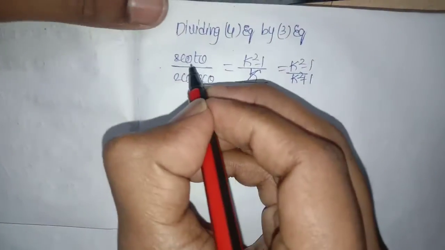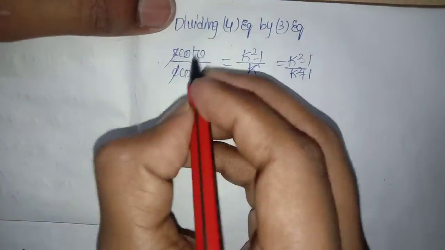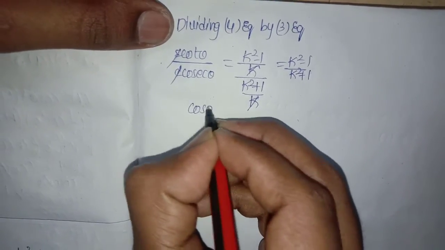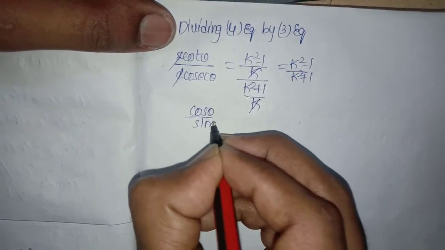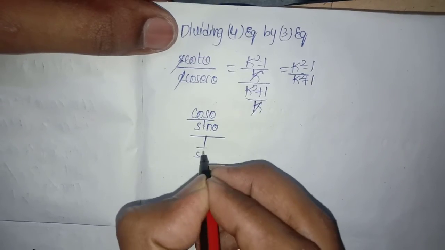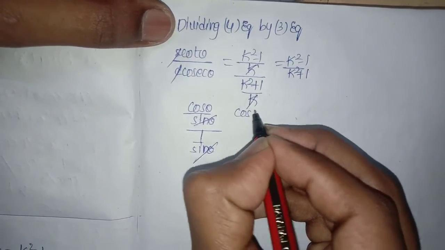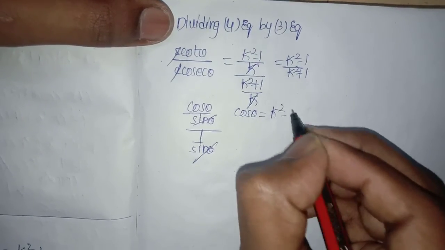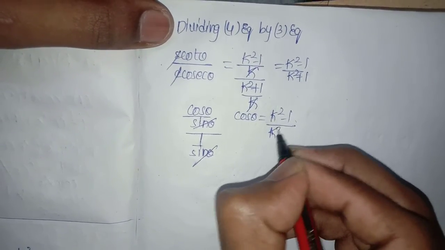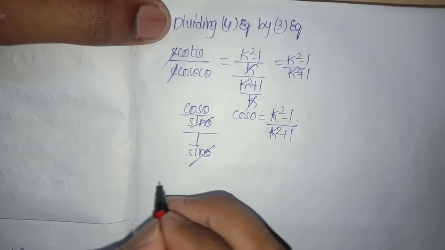So we have to get cos theta. 2 and 2 will be cancelled. Cot theta means cos theta by sin theta. Cosecant theta means 1 by sin theta. So sin theta and sin theta will be cancelled. We will get cos theta equal to (k square minus 1) by (k square plus 1). So we got the answer.